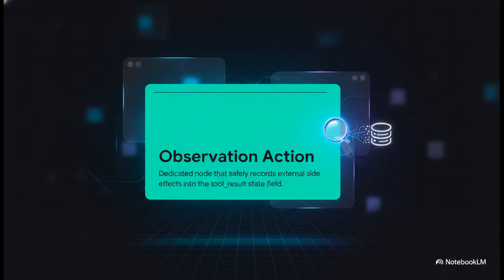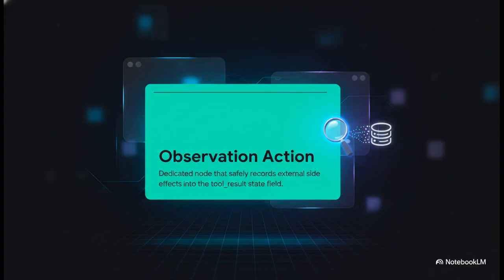This is a dedicated state machine node, and its sole job is to safely record external side effects or API returns back into our mutable state. Keeping these side effects perfectly contained in a well-named observation action guarantees that the entire execution graph remains completely auditable.